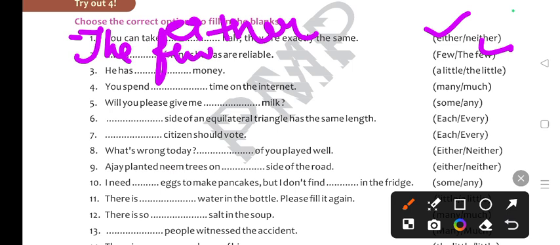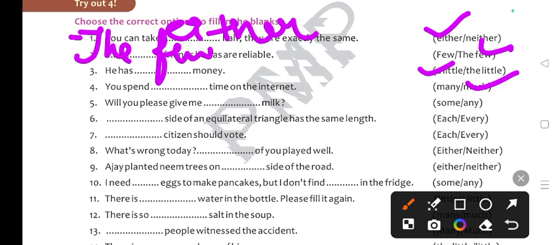He has a little money. Understood? If you say the little money, it means the money which he had already, right? But here he has little money. You spend much time on the internet, because many is used for countable nouns. So time is an uncountable noun, so we will put here much, right? We spend much time on the internet.